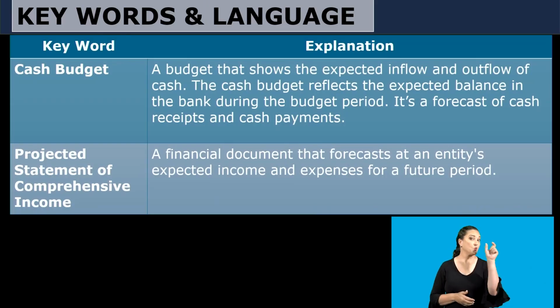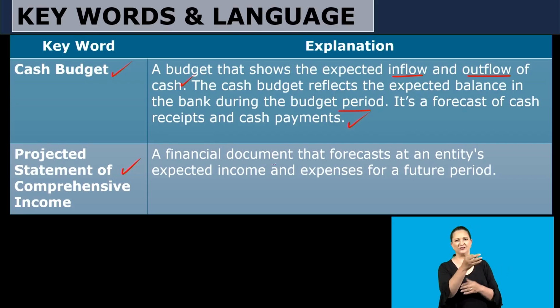Here are some key words and language that is very important for today's class. Cash budget. It is a budget that shows the expected inflow and outflow of cash. So it means a cash budget focuses on cash. The cash budget reflects the expected balance in the bank during the budget period. It's a forecast of cash receipts and cash payments. But when you look at the projected statement of comprehensive income, it is a financial document that focuses at an entity's expected income and expenses for a future period.